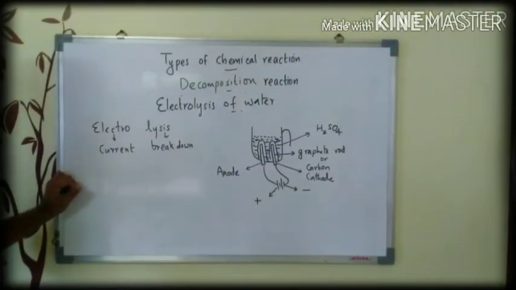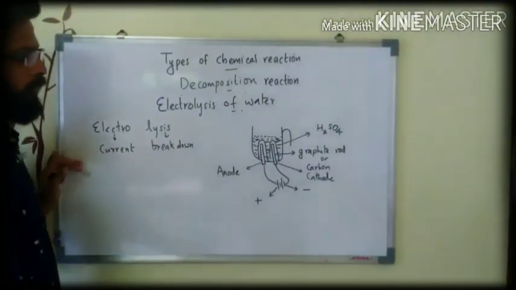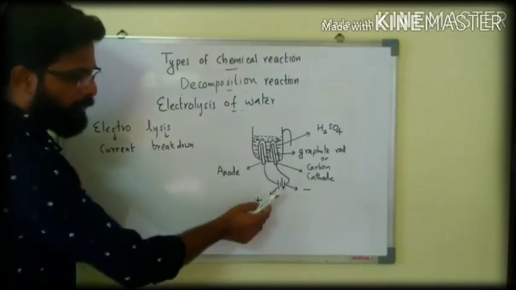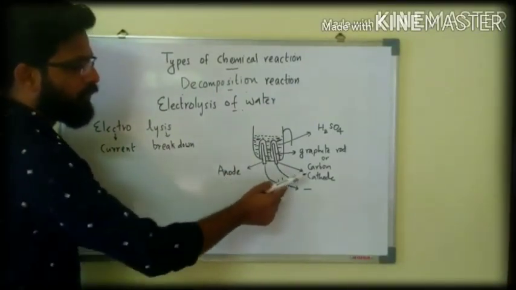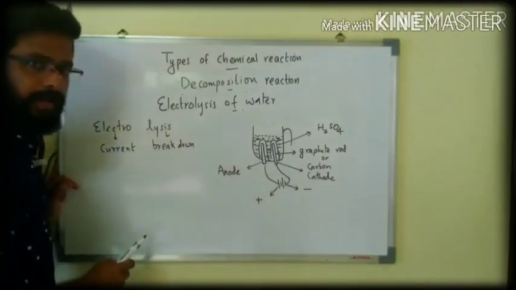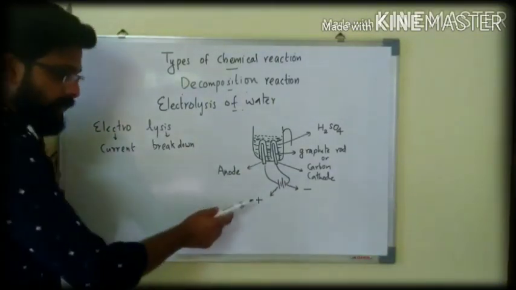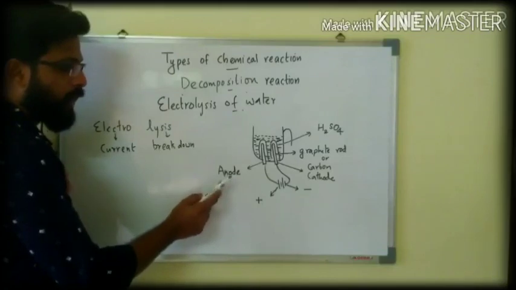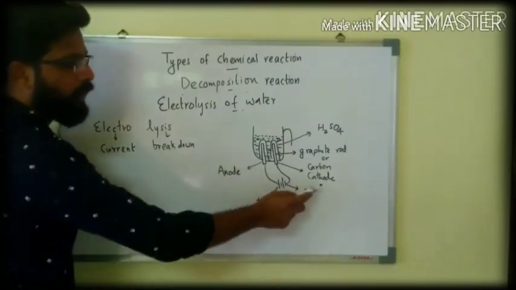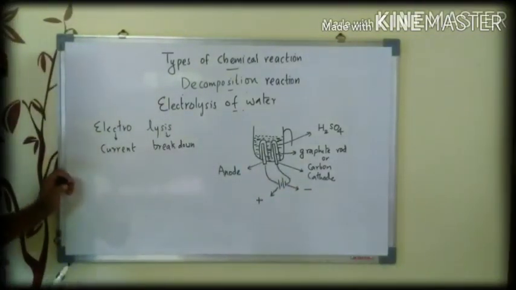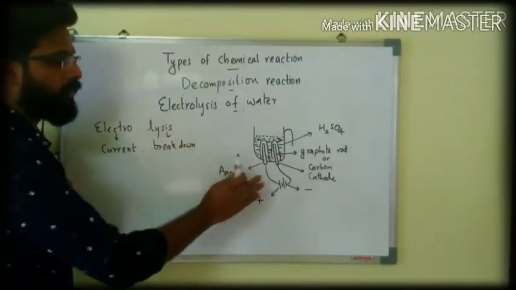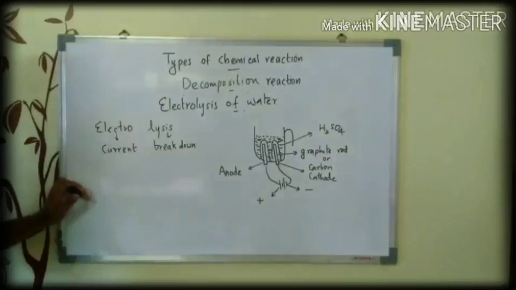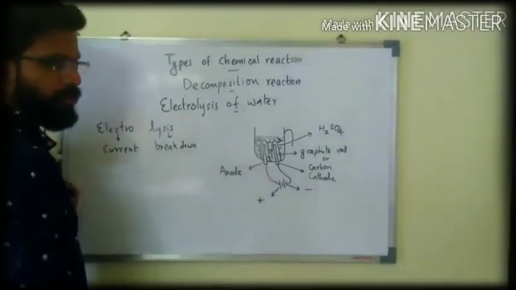Is it clear? So what I have taken: graphite rods, a battery, two electrodes, one anode and one cathode. How did I name them anode and cathode? By the charge. The anode is the positively charged electrode and the cathode is the negatively charged electrode. I add some sulfuric acid and give some current to the reaction. Now the reaction takes place.